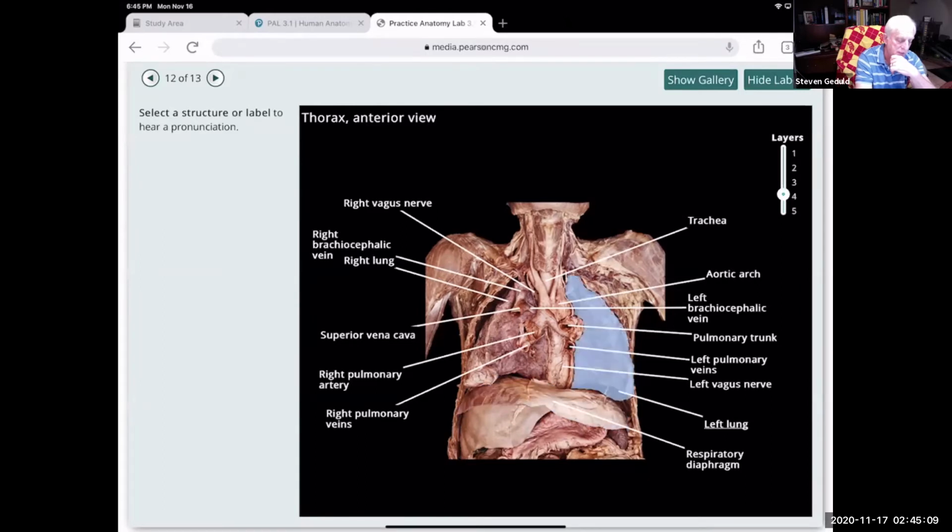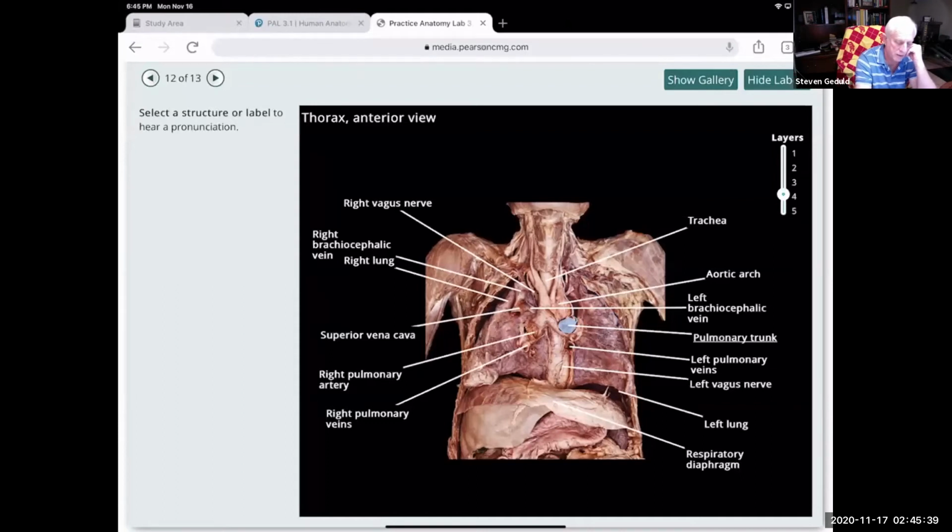You have the left vagus nerve. It runs down along the side there. You have the left pulmonary vein. And you see the pulmonary trunk where it branches off from the heart, from the right ventricle. The pulmonary trunk branches off, and you see how it's going to distribute into both the right and left lungs.